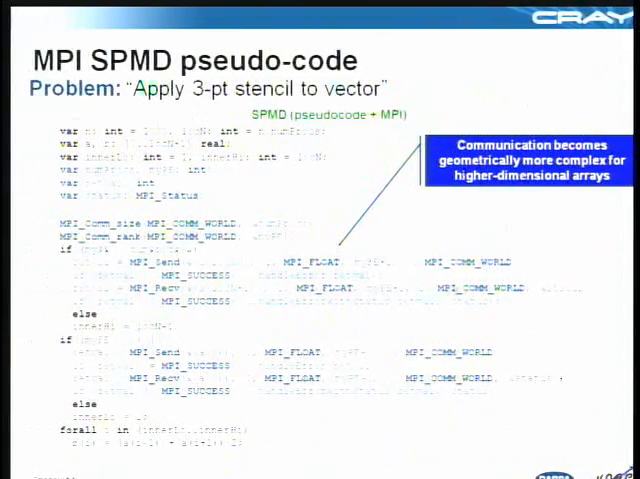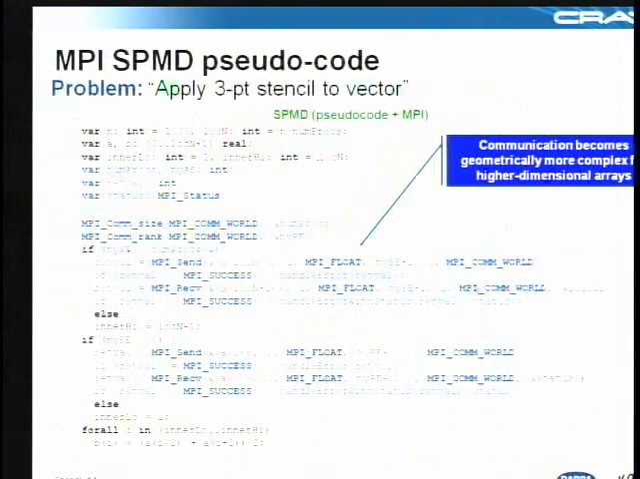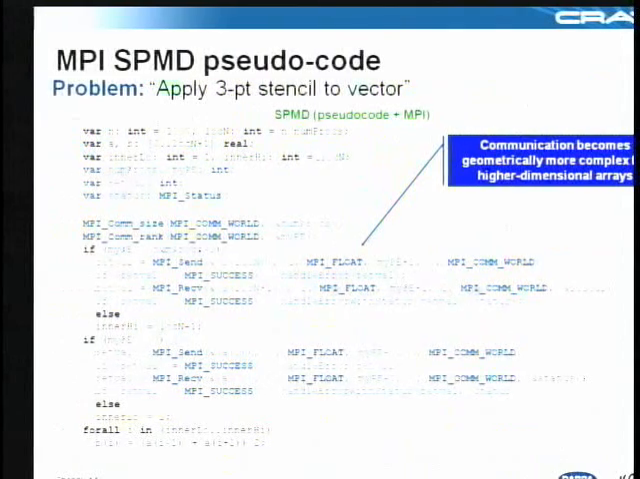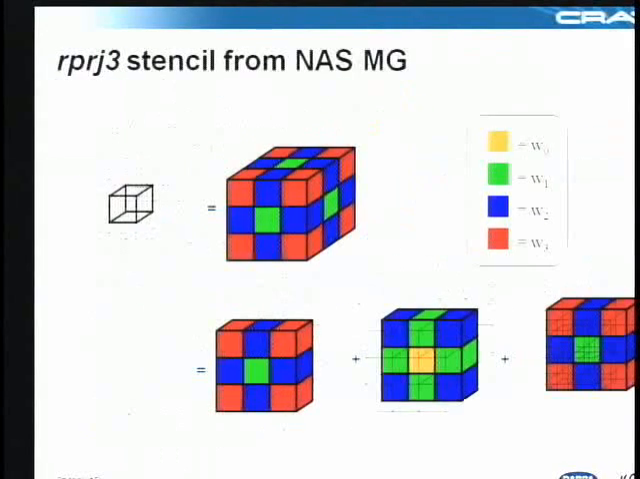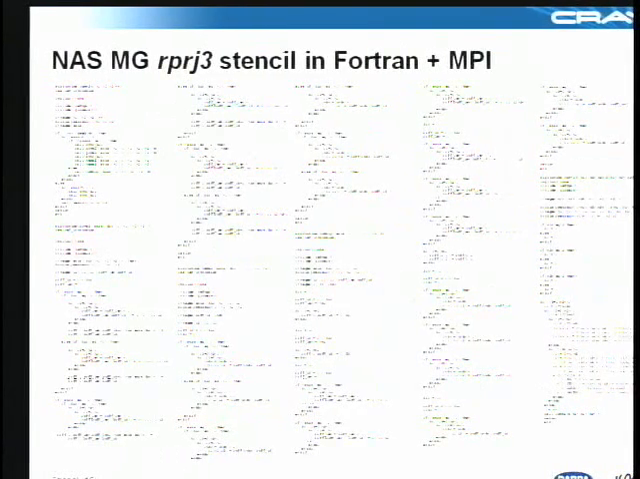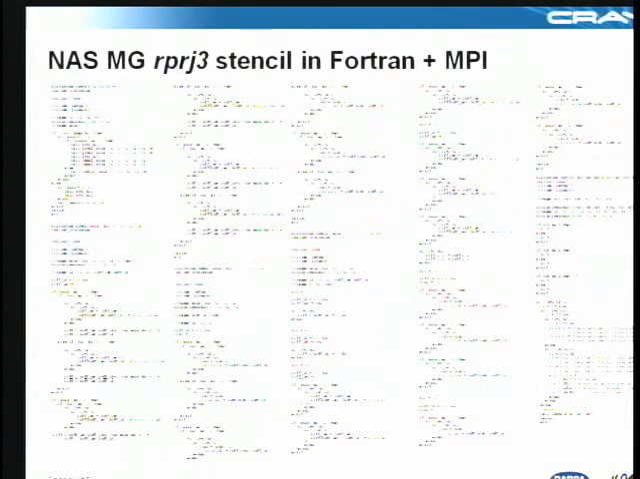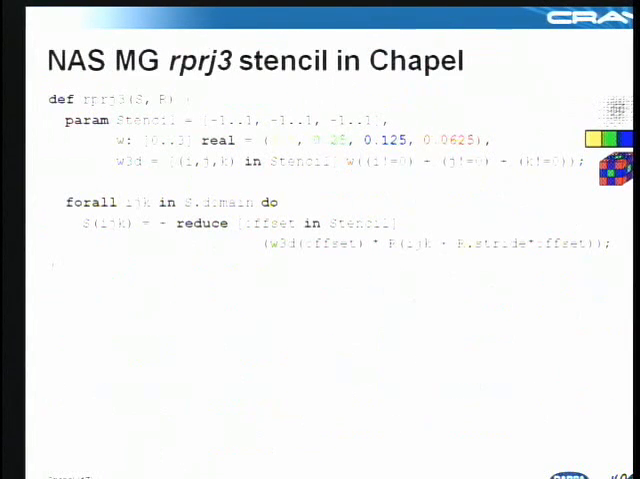And if we go to a higher dimensional array, say a 3D stencil rather than a 1D stencil, then the amount of communication you have to do expands geometrically. So this is an example from a benchmark called the NAS multigrid benchmark, or MG. It's a projection stencil where we take a weighted average of a 3 by 3 by 3 set of points, combine it down to one element. And if you program this up in Fortran plus MPI, it results in this code here. Again, lots of detail management, lots of chopping up these arrays, doing the communication, and so forth. In Chapel, that code looks like this.